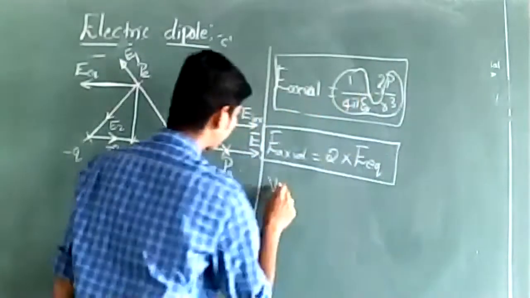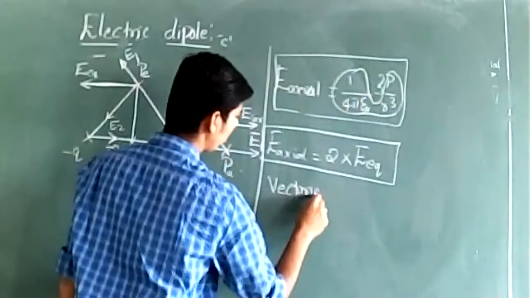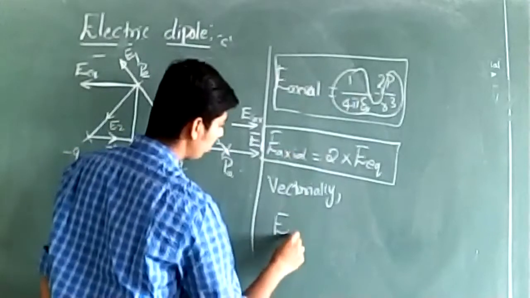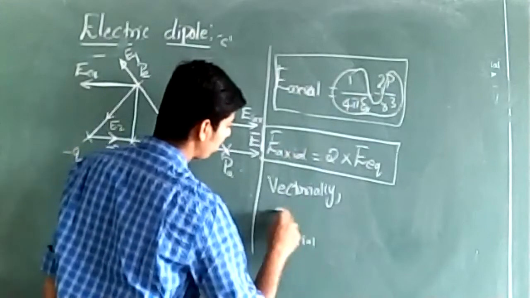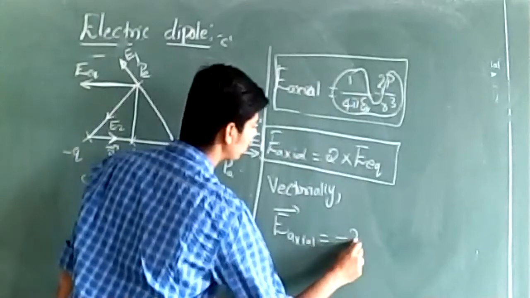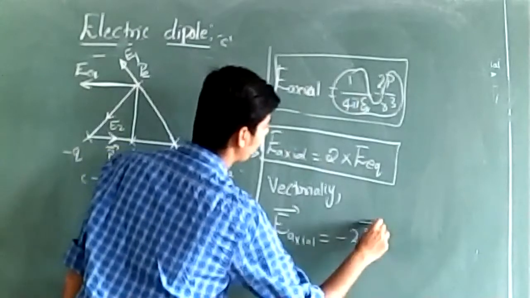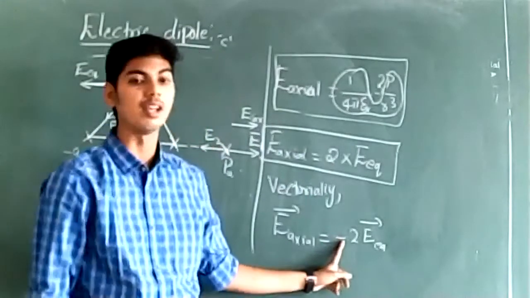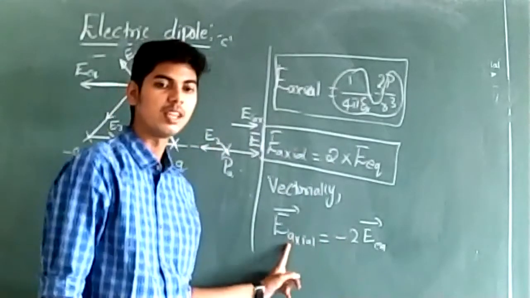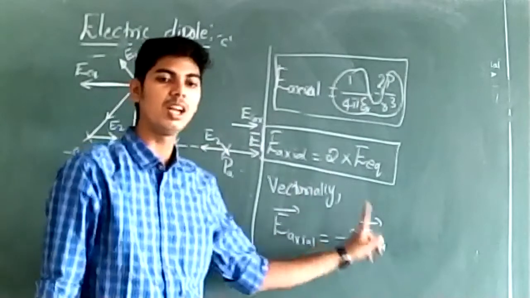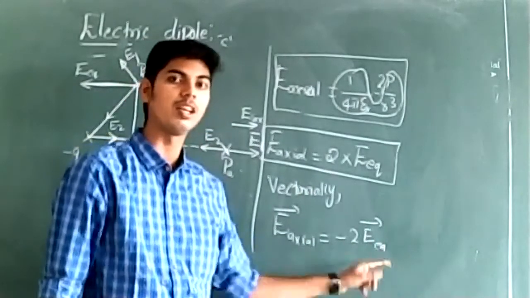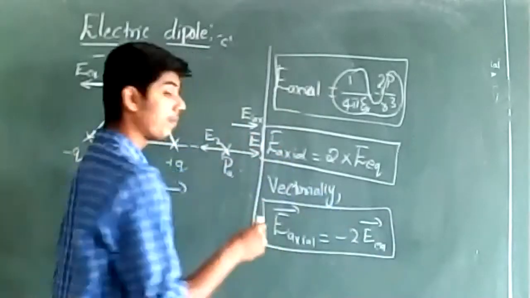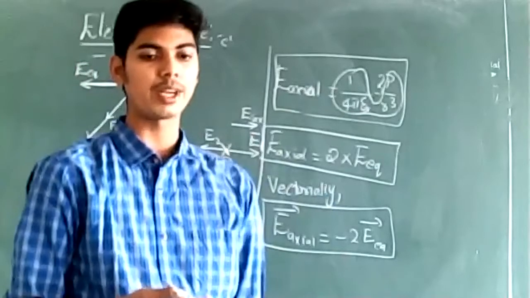So vectorially, I can write the same relationship as E axial vector is equal to minus 2 E equatorial vector. In vector form, I have to write this negative sign. The negative sign indicates that the direction of the electric field at a point on the axial line and that on the equatorial line are opposite. This must be chosen if the options are in terms of vectors.